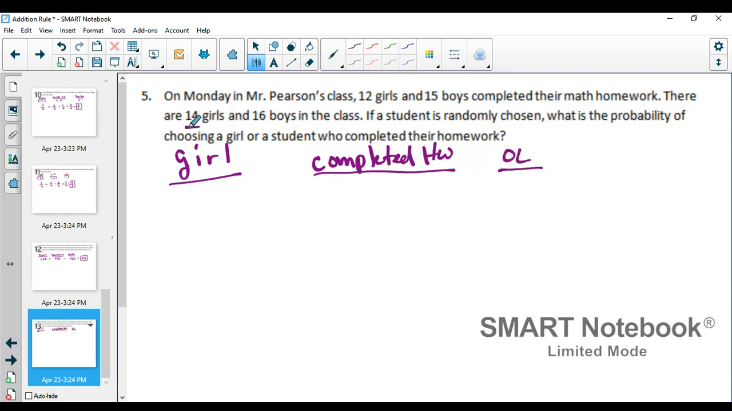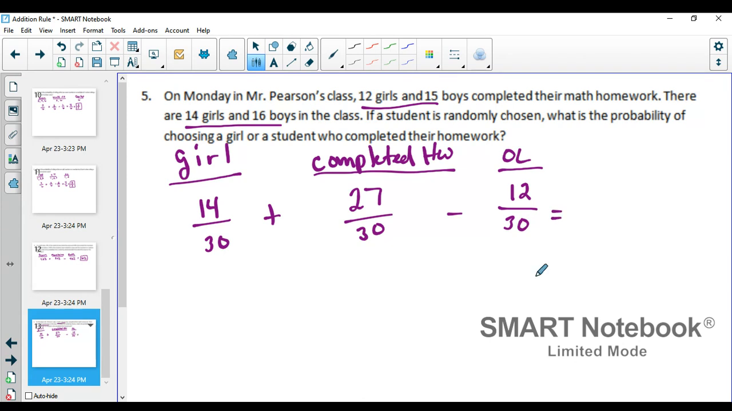So the total number from our class comes from this. So if there are 14 girls and 16 boys, 14 plus 16 is 30. And there are 14 girls. So we have 14 out of 30. And then we're adding to that the total number of kids that have completed their homework, which comes from these two numbers. So 12 plus 15 is 27. So 27 out of 30 completed their homework. And now we're going to subtract away the overlap, which means the number of girls that completed their homework. So 12 out of 30 were girls that completed their homework.